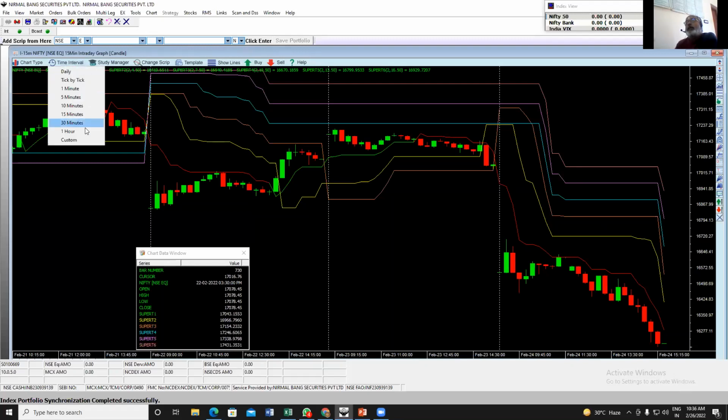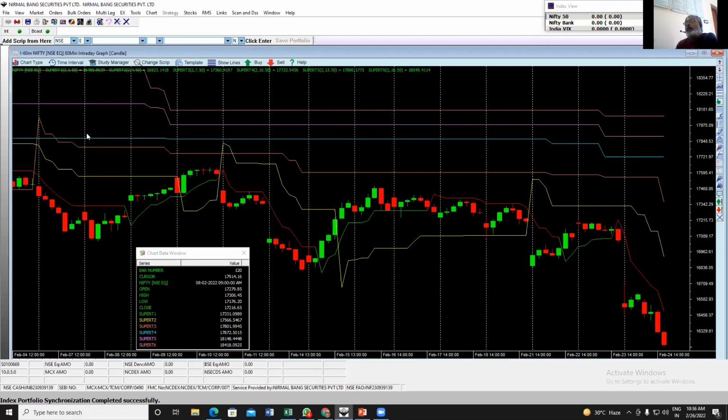You can use any time frame, no issues. This will work in any time frame. You just need to observe the nearest support and nearest resistance. That's all. See, as long as the price is below that red line, it shows it is bearish.